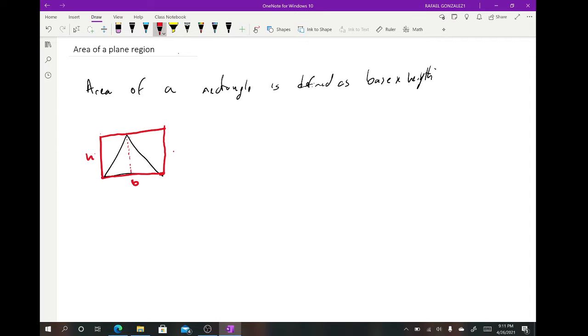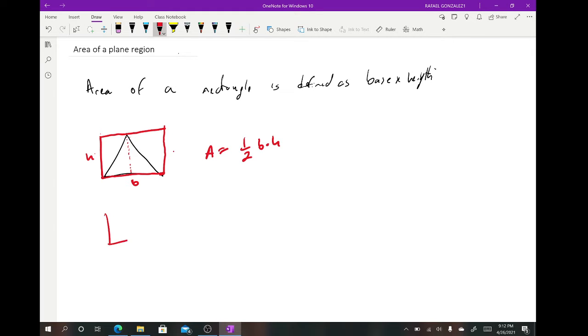And notice now that what you end up having is, when you end up doing this and you compute it, you have that the area of the triangle is 1/2 the base times the height of the rectangle. So if you have a rectangle and you take half of that, you get the area of a triangle, and this makes sense.